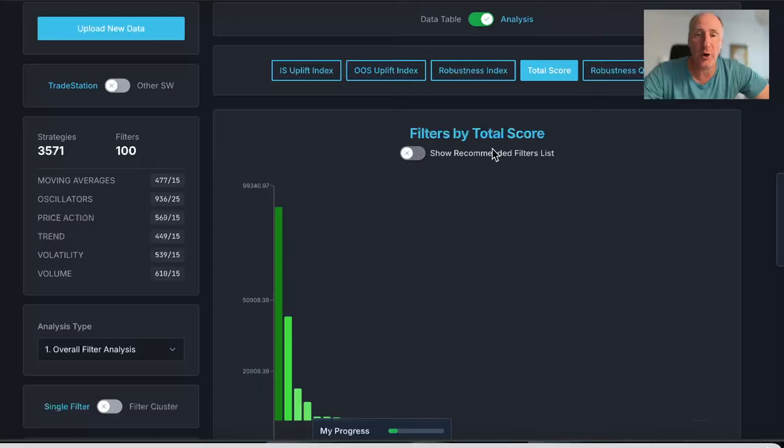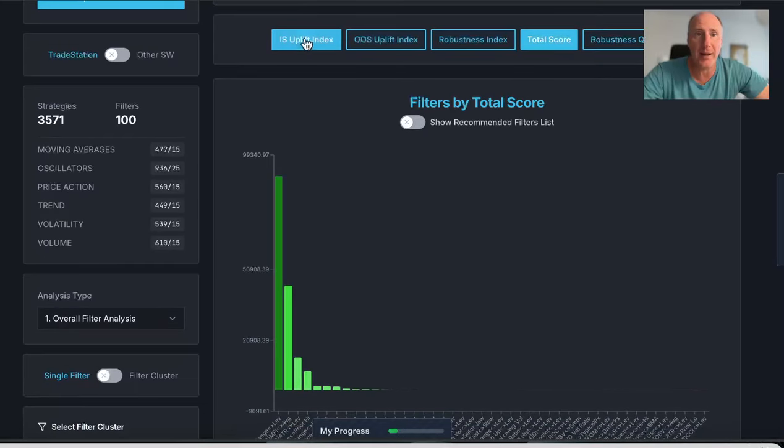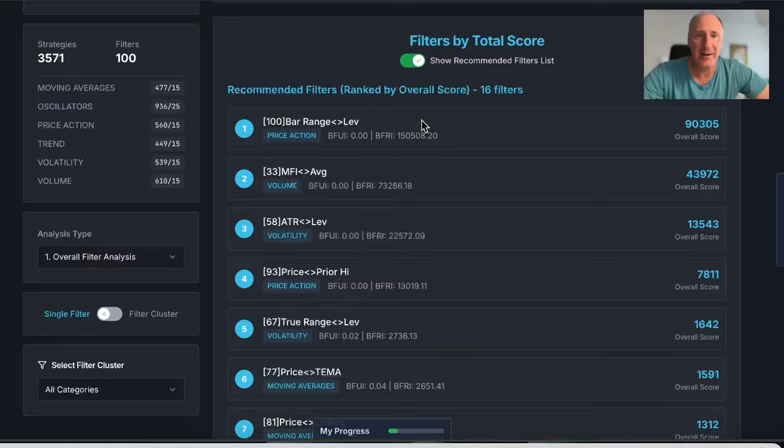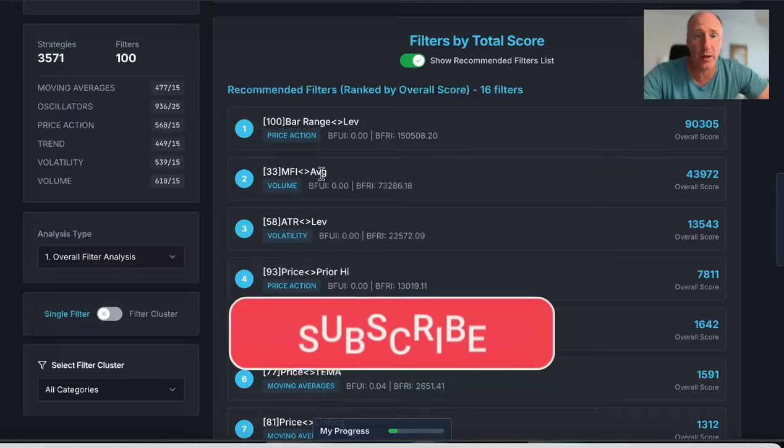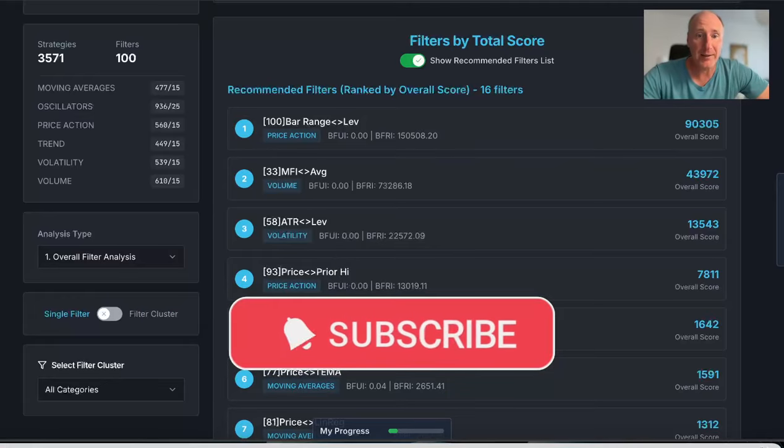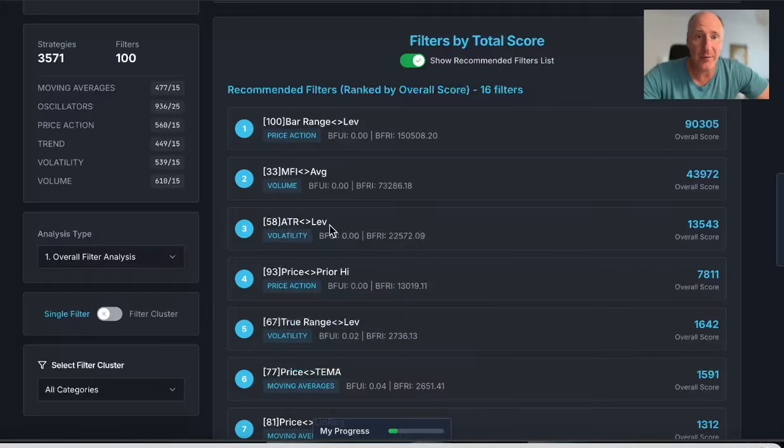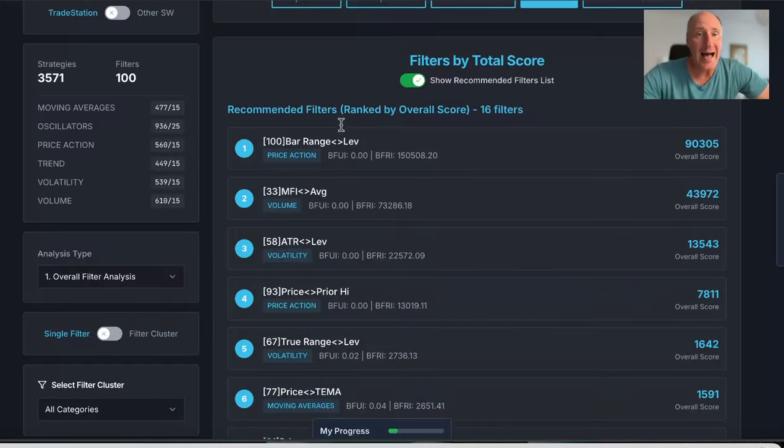Now the total score, the total score combines the in-sample uplift index, out-of-sample uplift index, and robustness index. So it's like a multi-dimensional view. And again, the highest we have bar range, true range, and ATR. Okay, ignore MFI. We will talk about this one in another video. Again, don't forget to subscribe because I'm going to talk about some really neat stuff. But right now it's true range, average true range, or bar range.